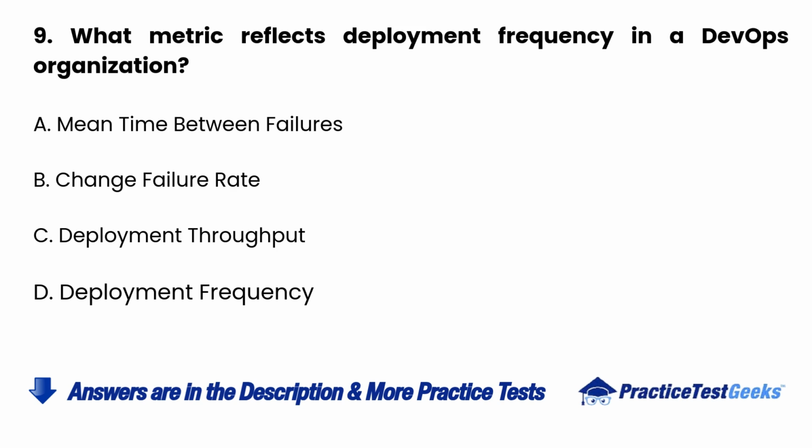9. What metric reflects deployment frequency in a DevOps organization? A. Mean time between failures. B. Change failure rate. C. Deployment throughput. D. Deployment frequency.